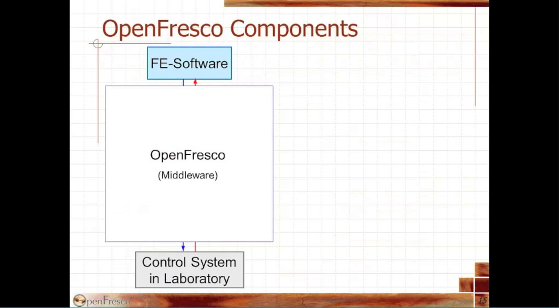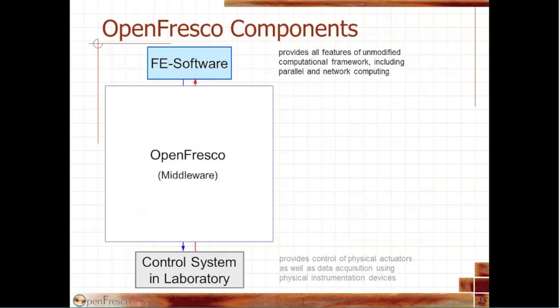So if we look at the OpenFresco components, like I said, at the very top we have the finite element software, and that should be any software you like that you want to use. You don't need to modify it, just use that computational framework. So you like to connect to that. At the very bottom we have our control system in the laboratory, which has some actuators. We have the controllers, we have the data acquisition systems with all the physical instrumentation devices. So we need to be able to talk to that.